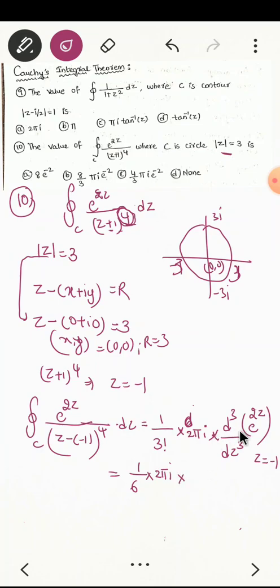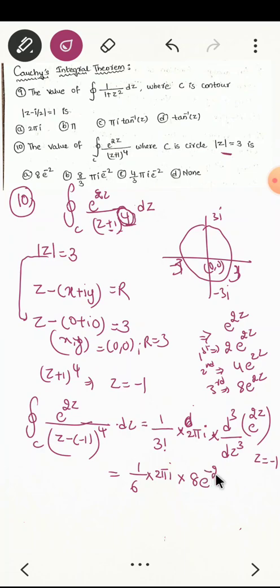2 pi i into 3 times differentiation. Do 3 times differentiation of e power 2z. What will you get? First differentiation gives 2 e power 2z, second gives 4 e power 2z, third gives 8 e power 2z. Now substitute z equal to minus 1 in this function, because it is f of a. Then you will get 8 e power minus 2. Then do the calculations: 8 by 3 pi i e raised to power minus 2. This is the answer. Option B is correct.